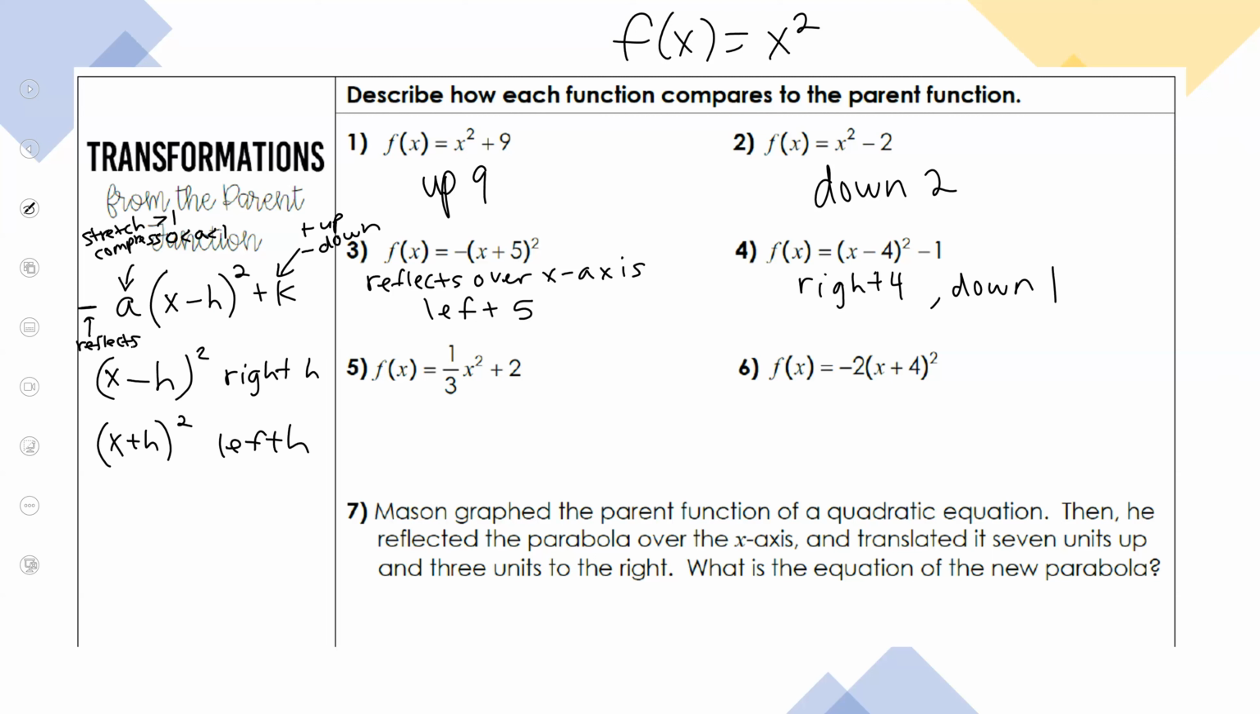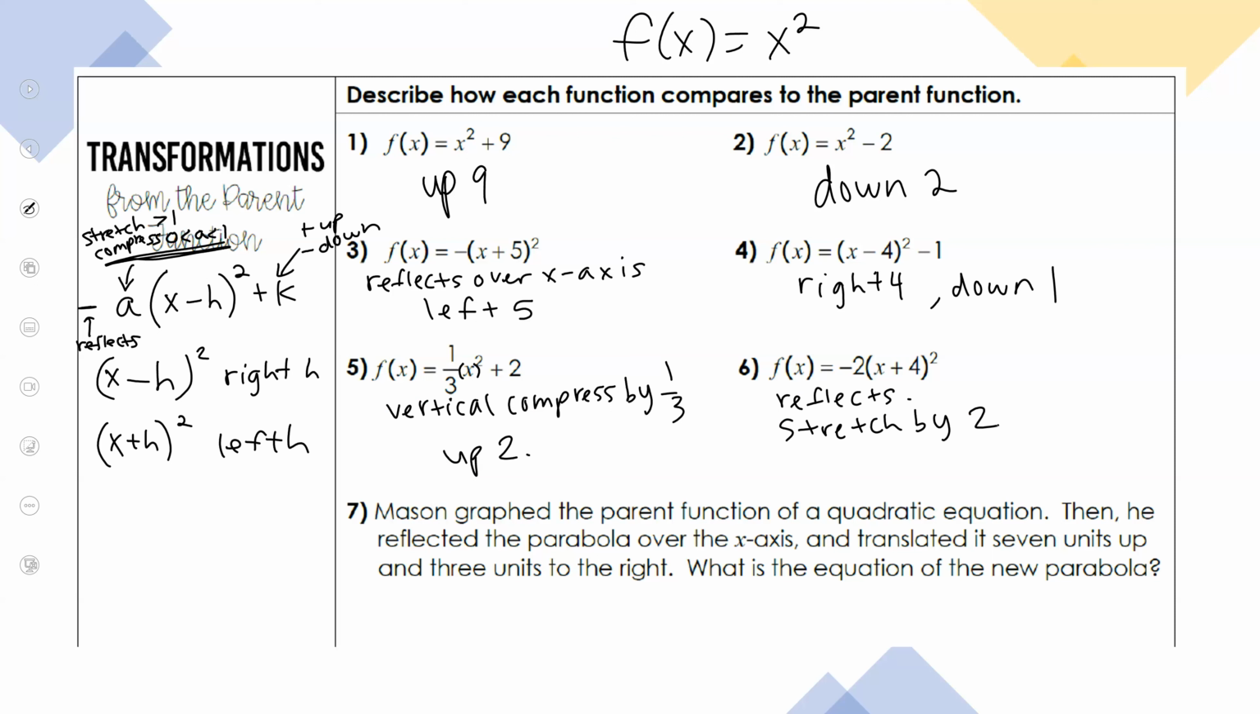Okay, so guys, I have a 1/3 in the front. So based off of what I just wrote here, that is a compress. So this is a vertical compress by 1/3. And it also went up 2 spaces. There's nothing inside parentheses here, so it did not move to the left or to the right. Here, this is a reflection, so it reflects over the x-axis. It's a stretch by 2. And then it goes to the left 4. All right? So I'm going to let you guys do number 7.